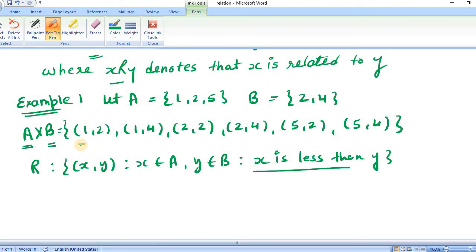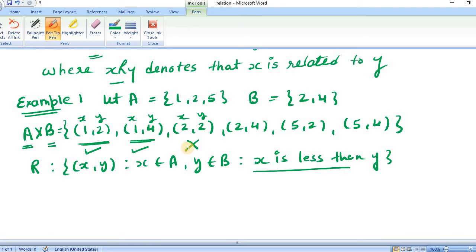Let's say this is the first ordered pair. Okay, what is x here? x is 1. What is y here? y is 2. So in this case x is less than y, so this ordered pair will be included. Next is (1, 4), x is 1, y is 4, x is less than y, this will also be included. Here x is 2 and y is also 2, but here x is not less than y. That means both are equal.